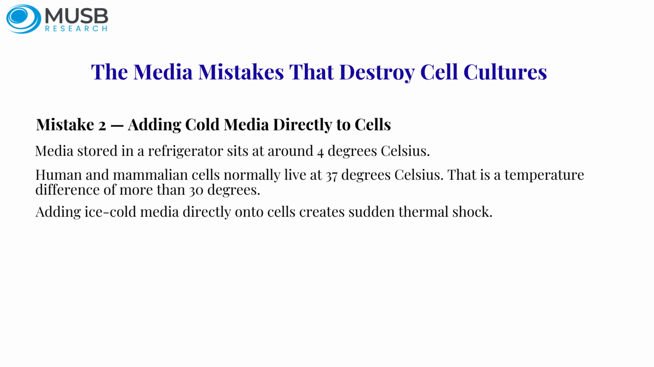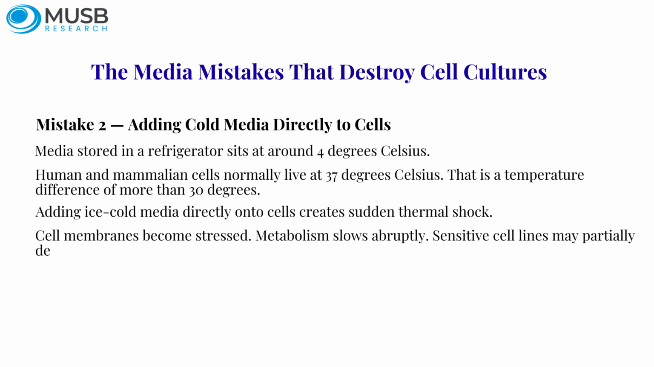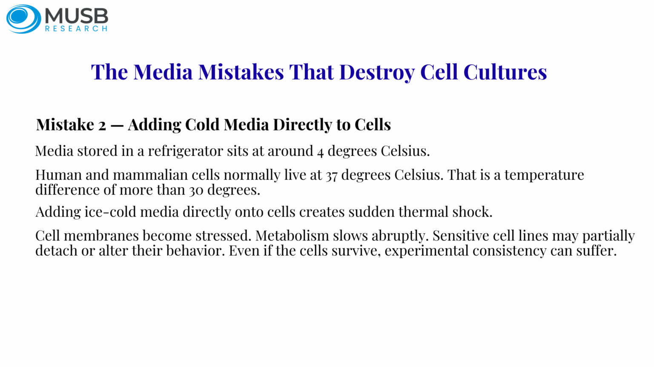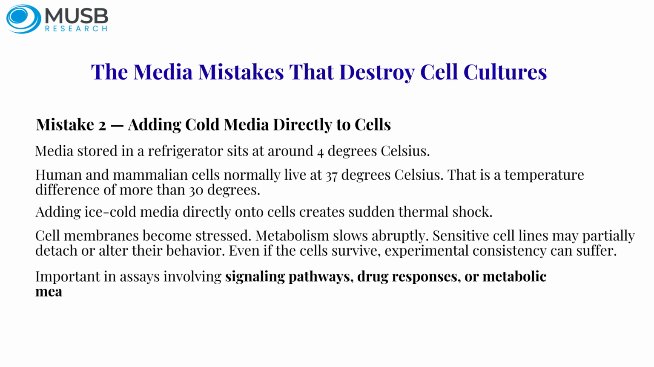Cell membranes become stressed. Metabolism slows abruptly. Sensitive cell lines may partially detach or alter their behavior. Even if the cells survive, experimental consistency can suffer. This is especially important in assays involving signaling pathways, drug responses, or metabolic measurements.